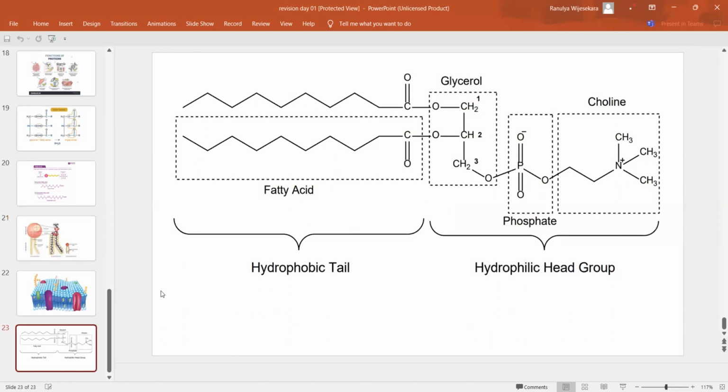This is the structure of the phospholipid molecule. You can see two fatty acid molecules, one glycerol molecule and the phosphate. A choline is also bonded on the other side.